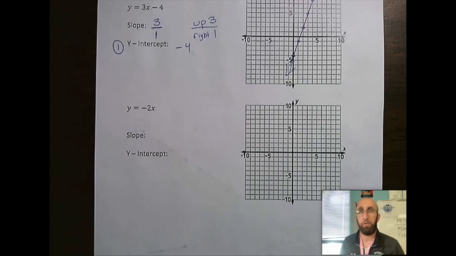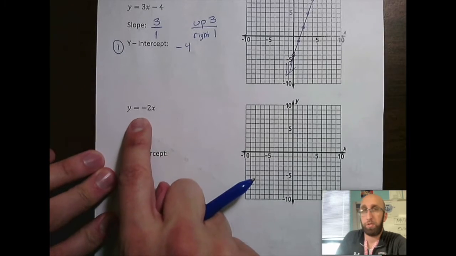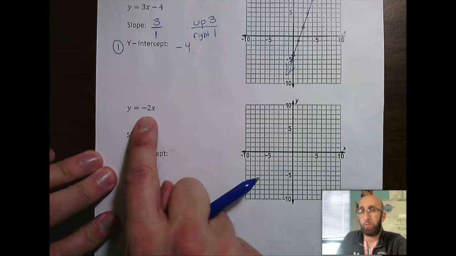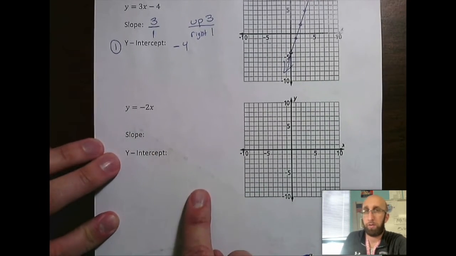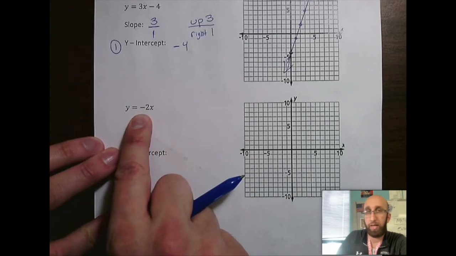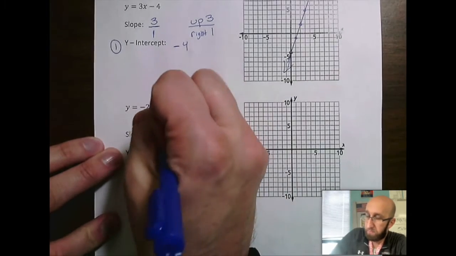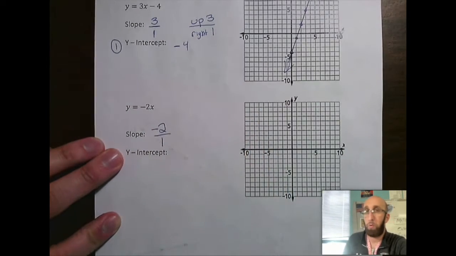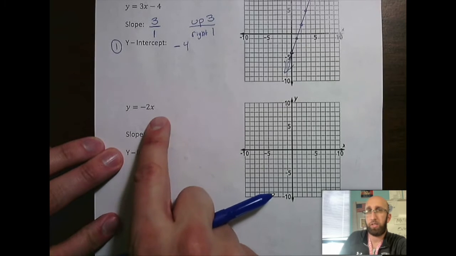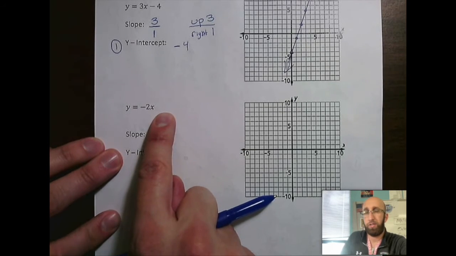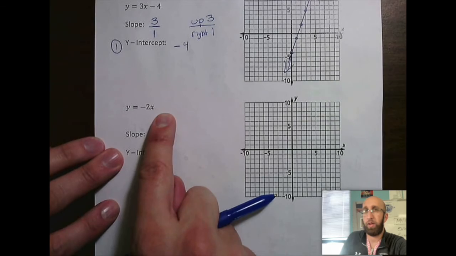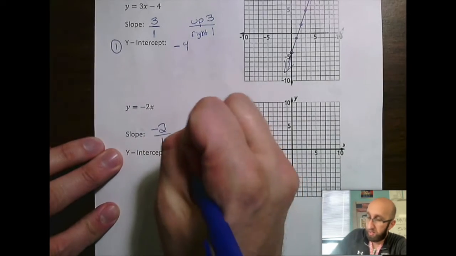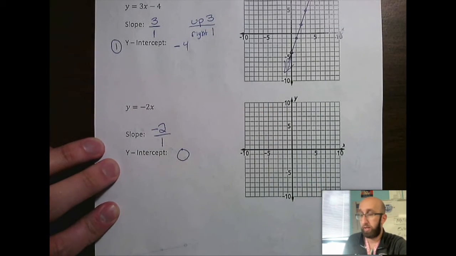Our final piece here, we have y equals negative 2x. So when we look at this, we need to pull out the slope and the y-intercept. So slope, just that number in front. I see a negative 2. It's not a fraction, so I'm going to make it a fraction by just putting it over 1, negative 2 over 1. But then I get to that y-intercept, and I look, and there's nothing there. How do we represent a whole bunch of nothing? It is zero.